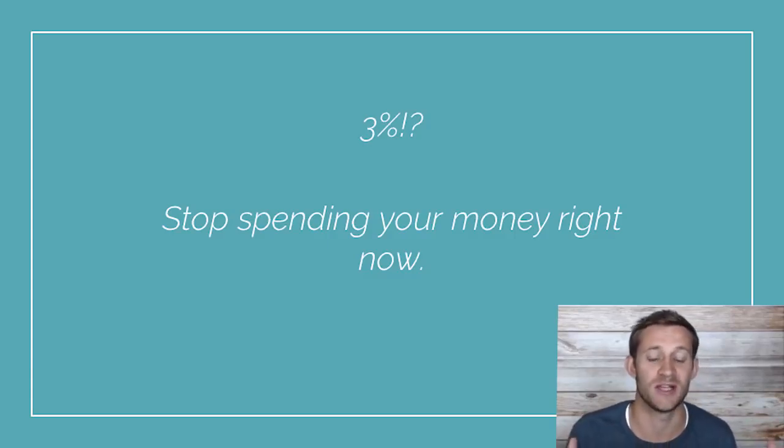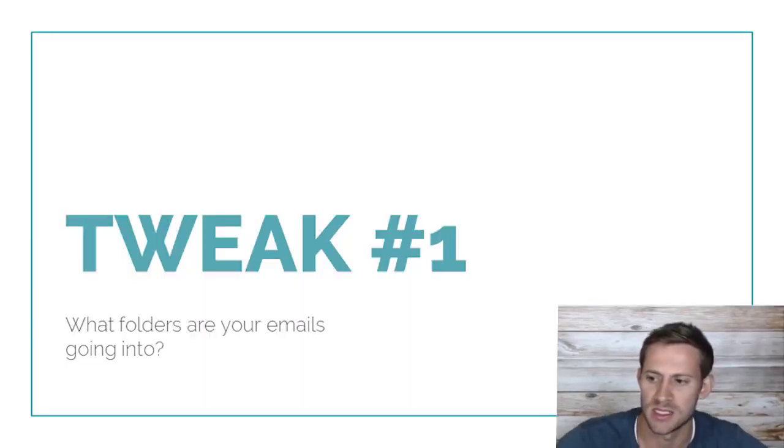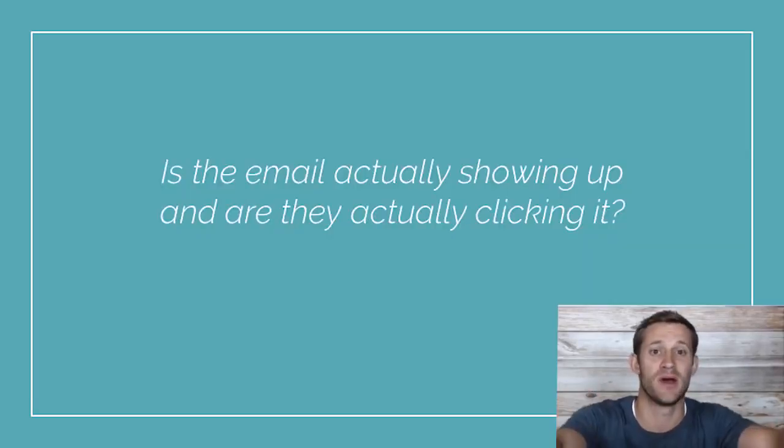I'm not going to give you all the details because email marketing is crazy. As far as deliverability, there are just factors upon factors upon factors. But we're going to give you 3 really simple things you can do and show you how to test to see exactly what's happening. So the first thing you want to think about is what folder your emails are going to, right? Email marketing deliverability comes down to 2 things. Is the email actually showing up, and are they actually clicking into it?